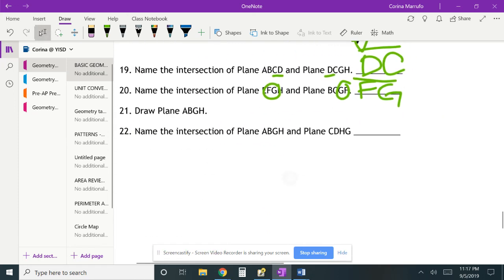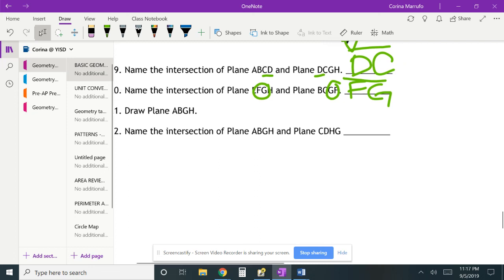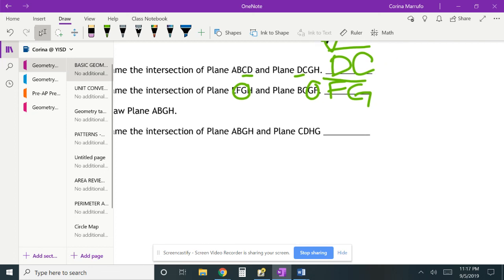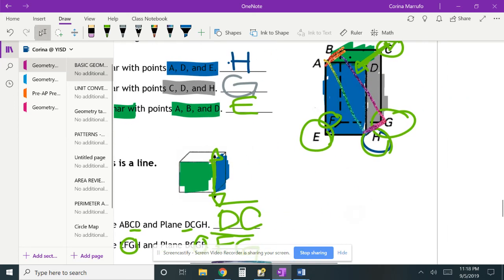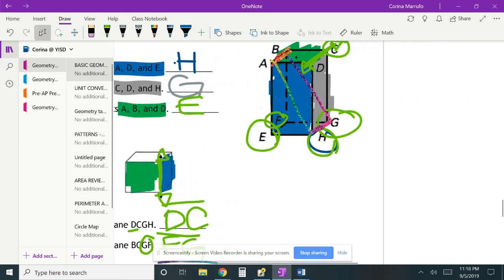And then lastly, it says name the intersection of plane ABGH and plane CDHG. So I'm going to cheat just a little bit. I'm going to look at which letters they have in common again. And G and H is what they have in common. So GH, and I'm going to put the line segment on top. And if I look, this would be GH right here. And that would be their intersection.